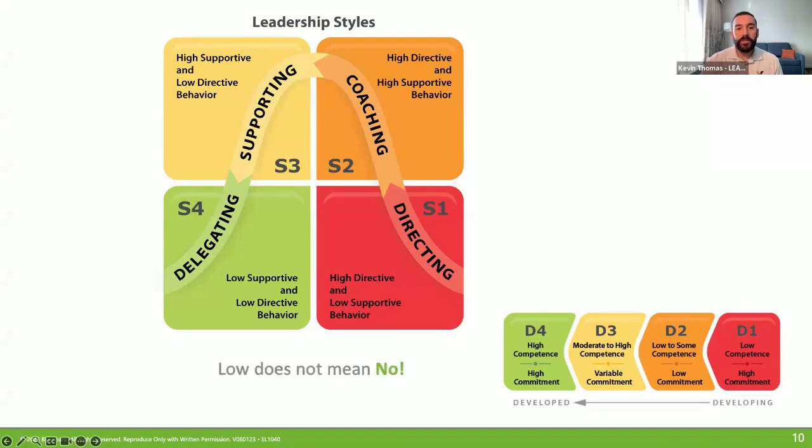Now notice at the bottom of the slide here, low does not mean no. Low direction in S3 and S4 doesn't mean no direction, right? So this is kind of a pitfall, a trap that we can all fall into as leaders of thinking, oh, you know, Evan on my team, he's so great at doing this. I'm just going to hand this off to him. He knows what to do. I know he can get it done. Here you go, Evan. Low doesn't mean no.